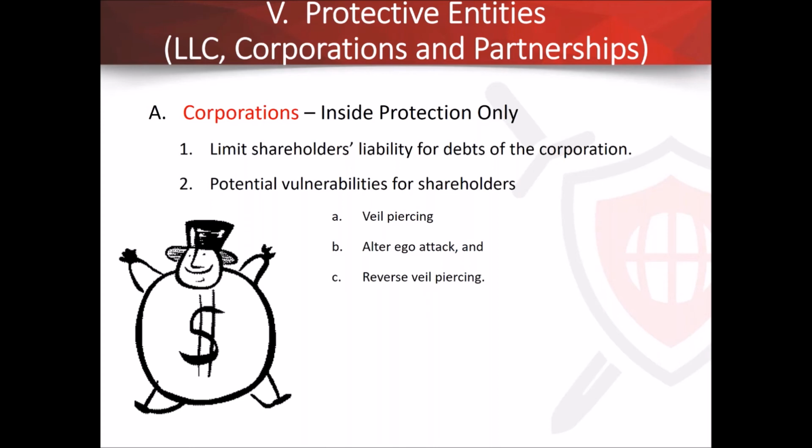I want to stay on topic here and deal with the protective entities, and these are corporations, LLCs, partnerships. And first, corporations. This is the typical entity that a lot of people think of first for limited liability protection. And Gary, you want to talk about the distinction that corporations have versus charging order protected companies?